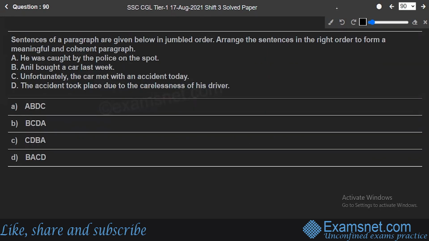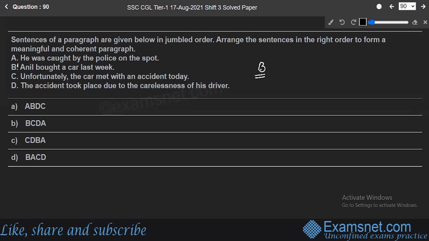It says sentences of a paragraph are given below in the jumbled order. You have to arrange the sentences in the right order to form the meaningful and coherent paragraph. Let's read the sentences. A. He was caught by the police on the spot. B. Anil bought a car last week. C. Unfortunately, the car met with an accident today. D. The accident took place due to carelessness of the driver. See, if I have read all these sentences, right? The sentence B is independent of every other sentence which is given over here. In the general form, it is just Anil who bought a new car. So B will be the first sentence of the given paragraph.